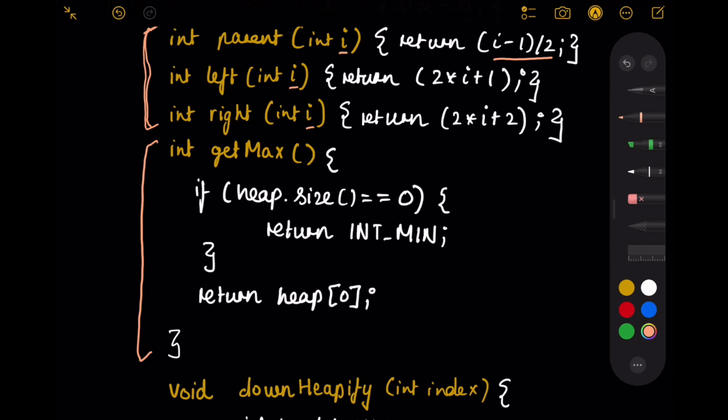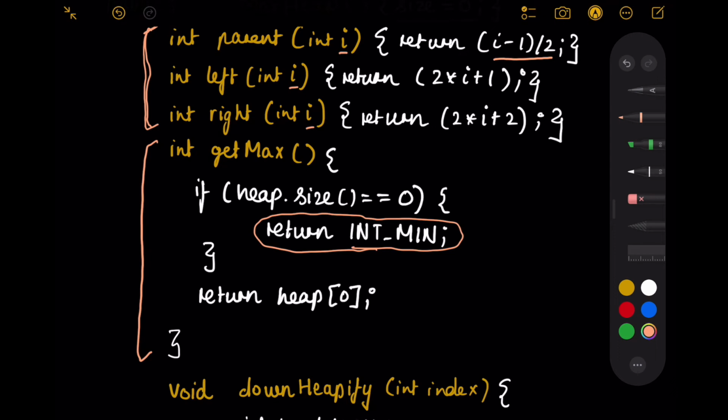If the size of the heap is 0, then obviously there is no element, so you cannot return anything. So I've just returned int min, which is basically an indicator saying that there was no element. So I have kept it as a junk value. Wherever I had to return a junk value, I've returned int min in this code. You can return an exception or any value based on your choice.